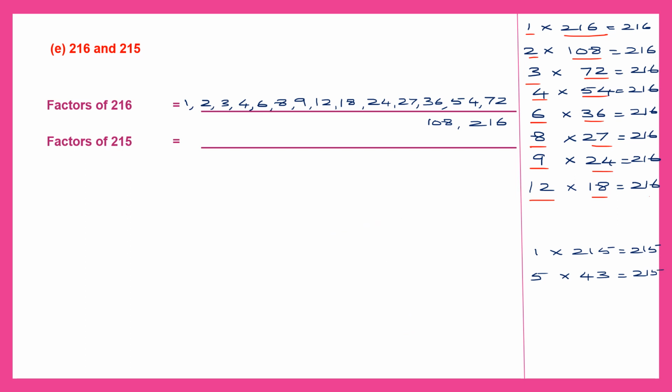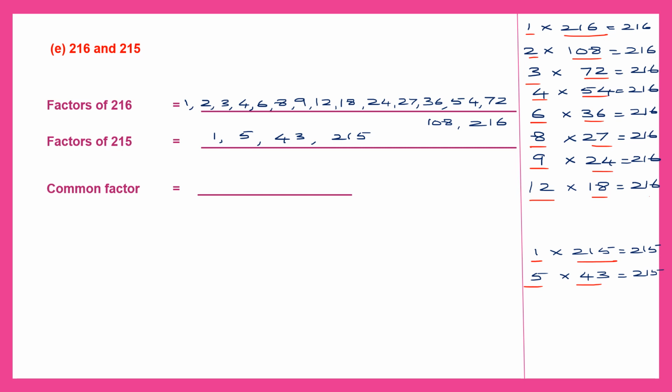Now you can also check with other numbers ending in 5 to see whether 215 is divisible by that. But you will see that these are the only factors of 215. That is 1, 5, 43 and 215. So let's write it down. 1, 5, 43 and 215 are the factors of 215.